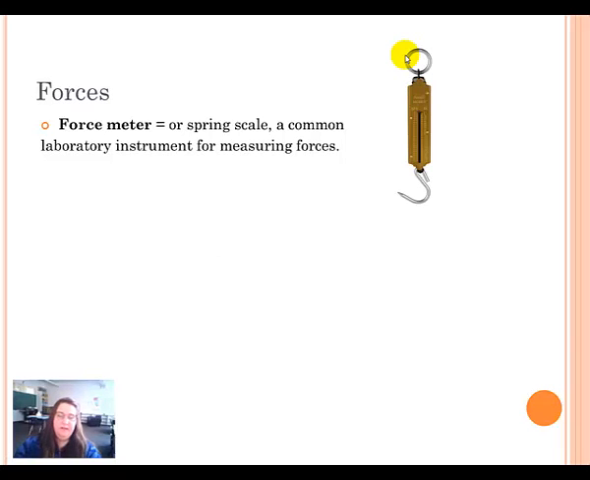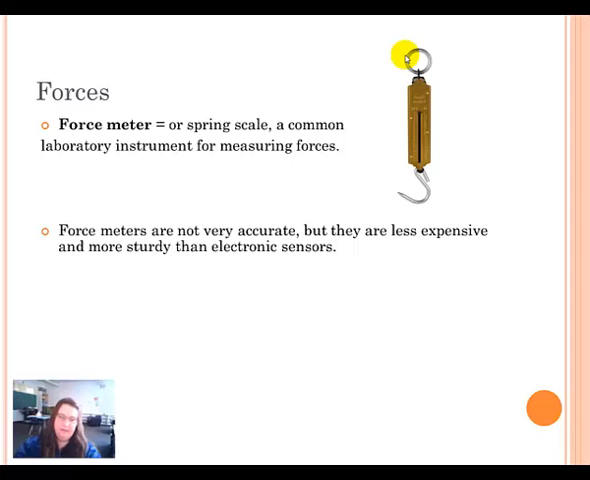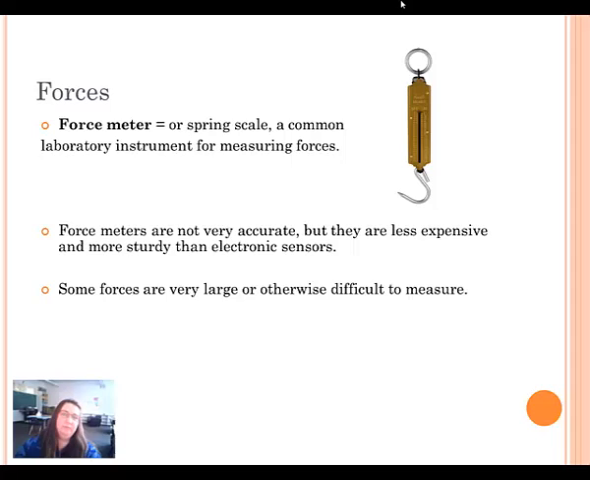We use it in the lab for measuring forces. The problem with force meters like this spring scale is that they are not very accurate, but they are not as expensive and they last longer than electronic sensors, which are a more accurate way to measure force. Some forces are very large and some forces are very small. Large and small forces tend to be difficult to measure, especially in a grade 7 science class.